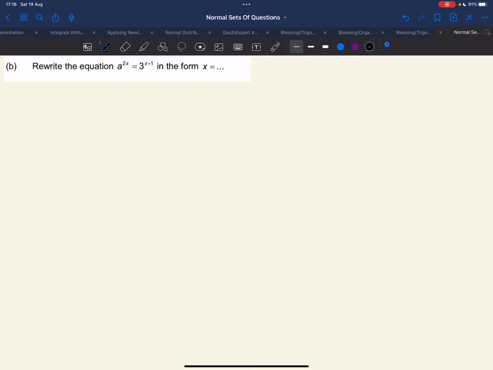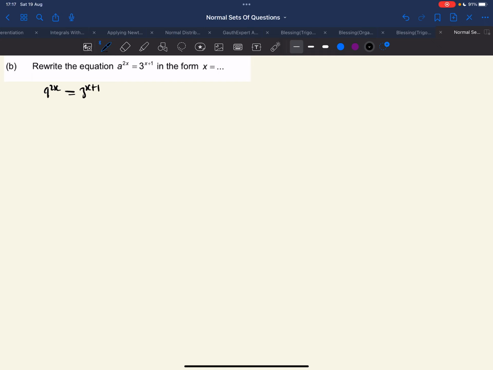Okay, right. So in question B, they say to rewrite the equation a to the power of x equals 3 to the power of x plus 1 in the form x equals something. The way we can approach this question is to break it apart. So we are given that a to the power of 2x equals 3 to the power of x plus 1. Now what we can do is try breaking apart 3 to the power of x plus 1 by using exponential laws.